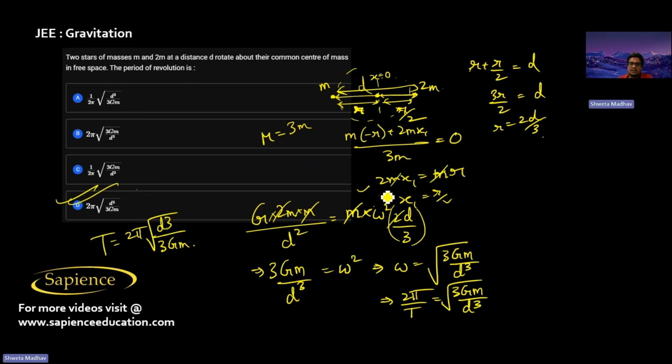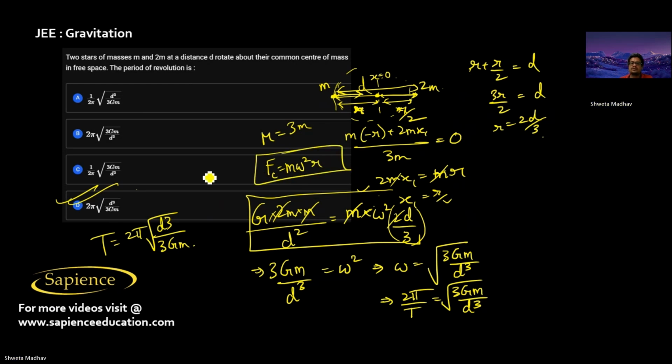Here what we did is that the net gravitational force acting on the mass m is equal to the net centripetal force acting on the mass m, which we know is m omega square r, and that is equal to the gravitational force acting on it.